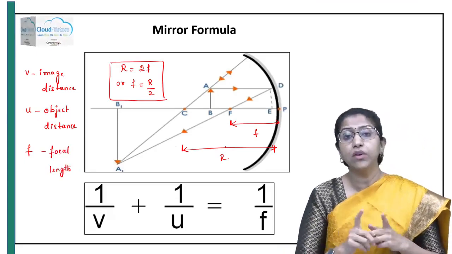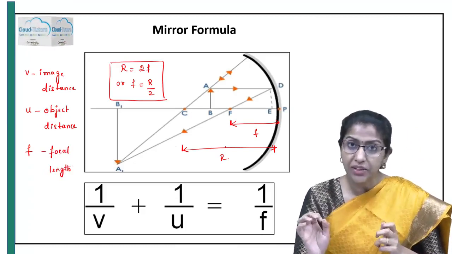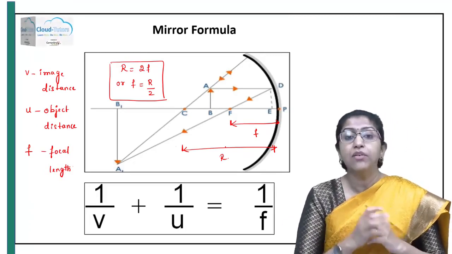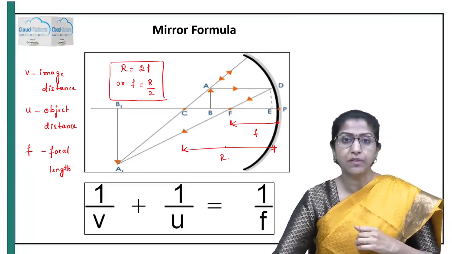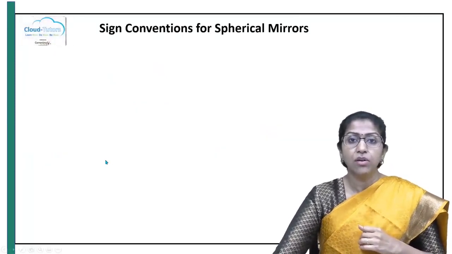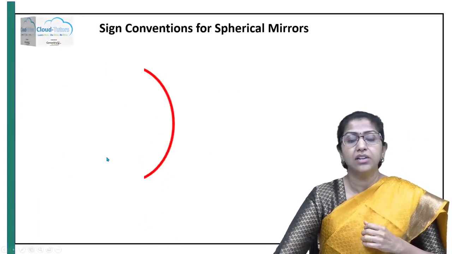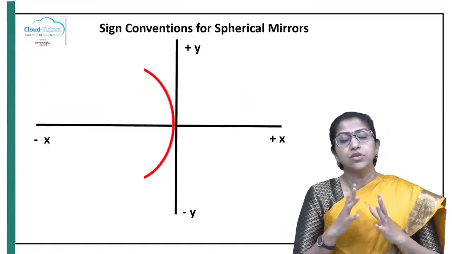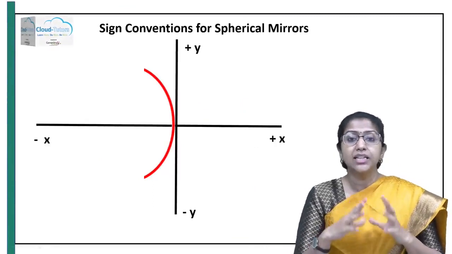Okay, what is focal length? Focal length is the distance between the pole of the mirror and the focus of the mirror, that is, the principal focus. Okay, so the final topic that is quite important when it comes to spherical mirrors is the sign conventions.